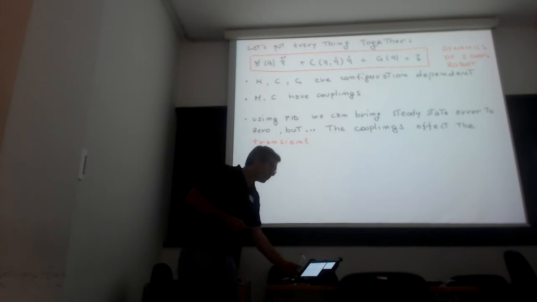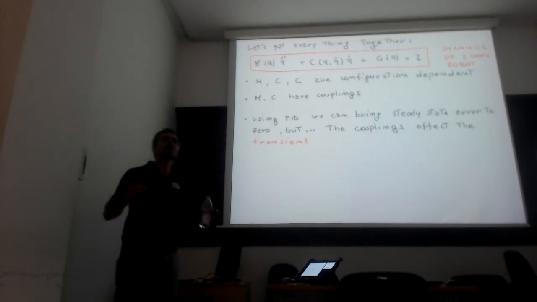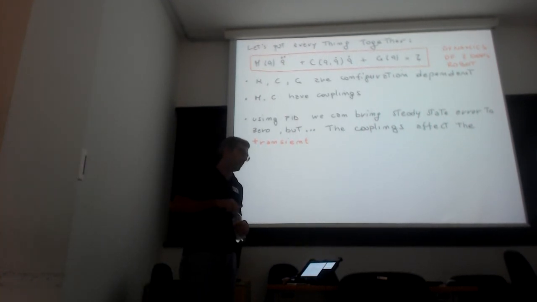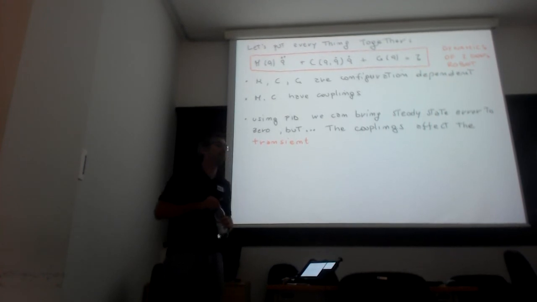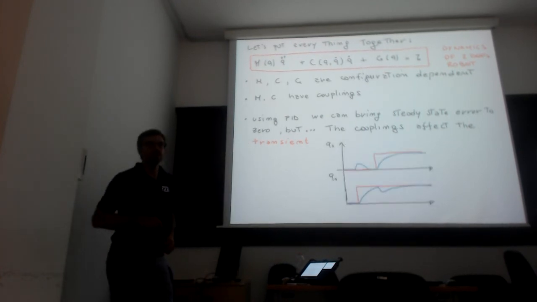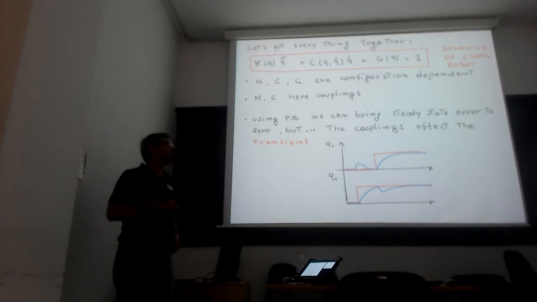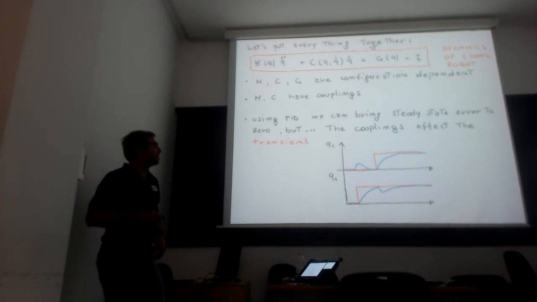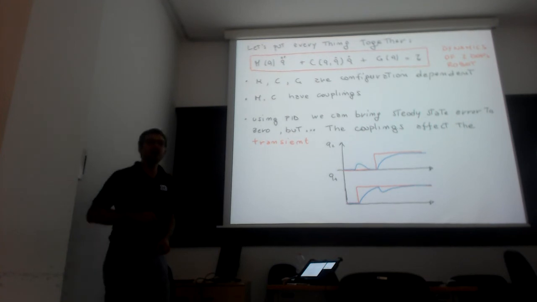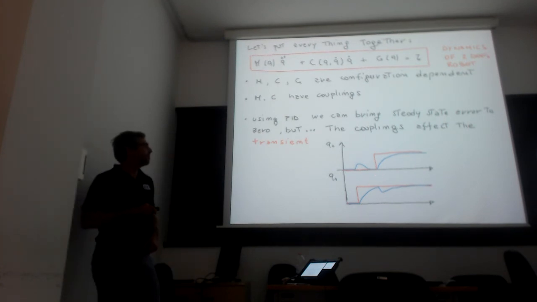And if you use a PD or PID, we are able to bring the steady state error to zero. Everything works nicely in theory at the steady state, but during the transient we can have very bad behavior because of this coupling. In particular, if we set two different step references in different moments to the first and the second joint, we will see that because of this coupling, the motion of the second joint will affect the first one, while the motion of the other joint will affect the first one.